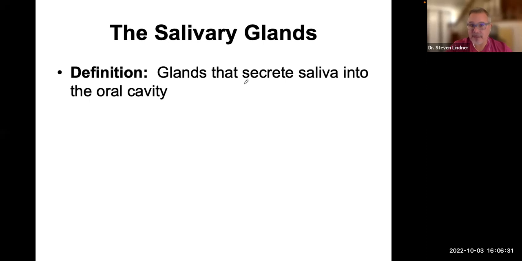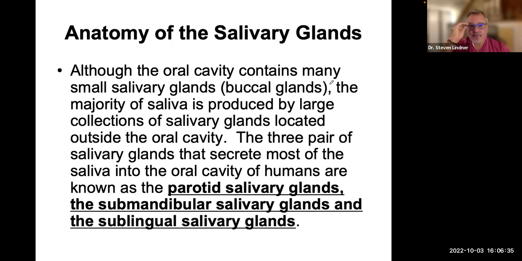The salivary glands are going to secrete saliva into the oral cavity. The oral cavity contains many salivary glands or buccal glands. The majority of saliva is produced by a large collection of the salivary glands located outside of the oral cavity.